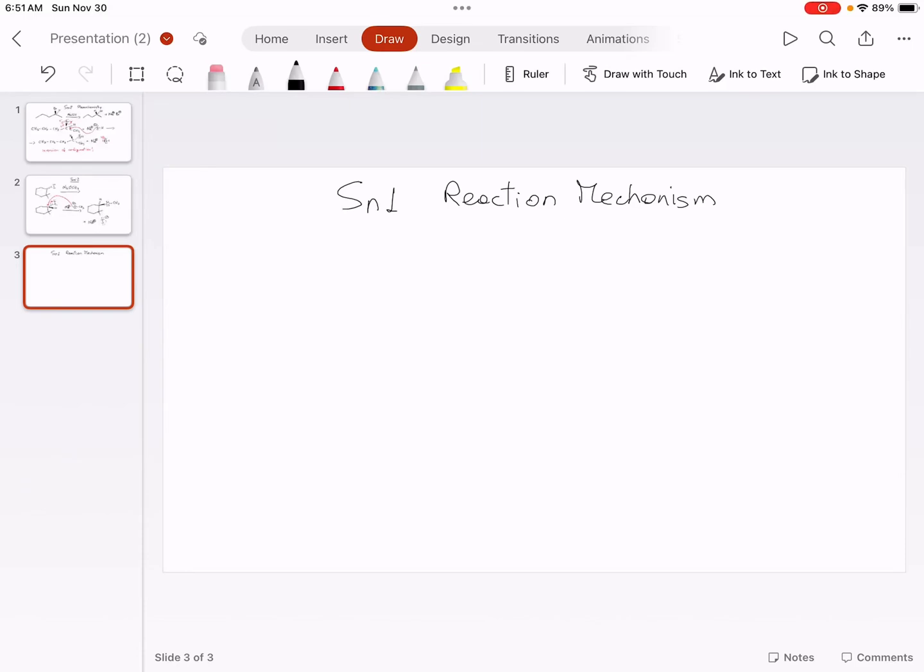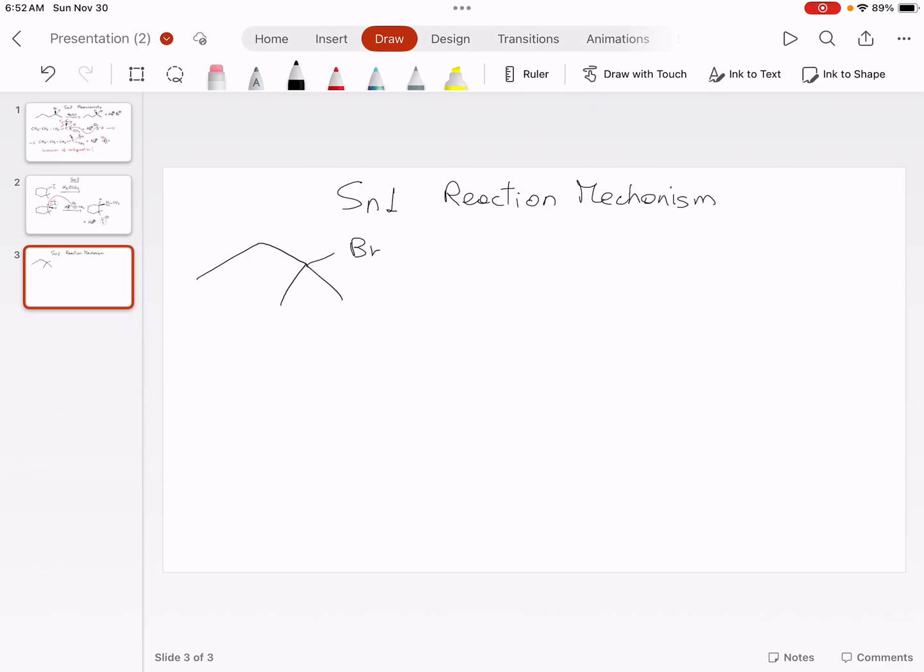Good morning. This is a new video on the SN1 reaction mechanism. The SN1 is a substitution, similar to the SN2, but the mechanism is slightly different. Normally this happens on either secondary or tertiary alkyl halides. In this case we're going to use a tertiary alkyl halide.